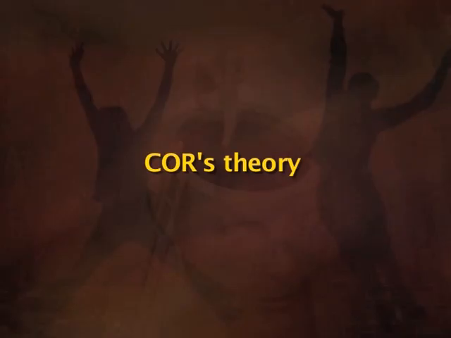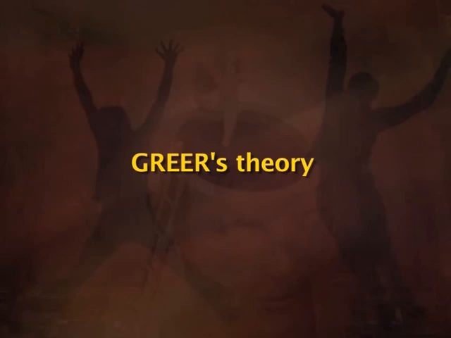Apart from Elizabeth Ross's theories, there are other theories that have been put forward, like that of Corr's theory, who speaks about how coping with death involves doing certain specific tasks. And another influential theory is Greer's theory, and he also suggests 4 stages.